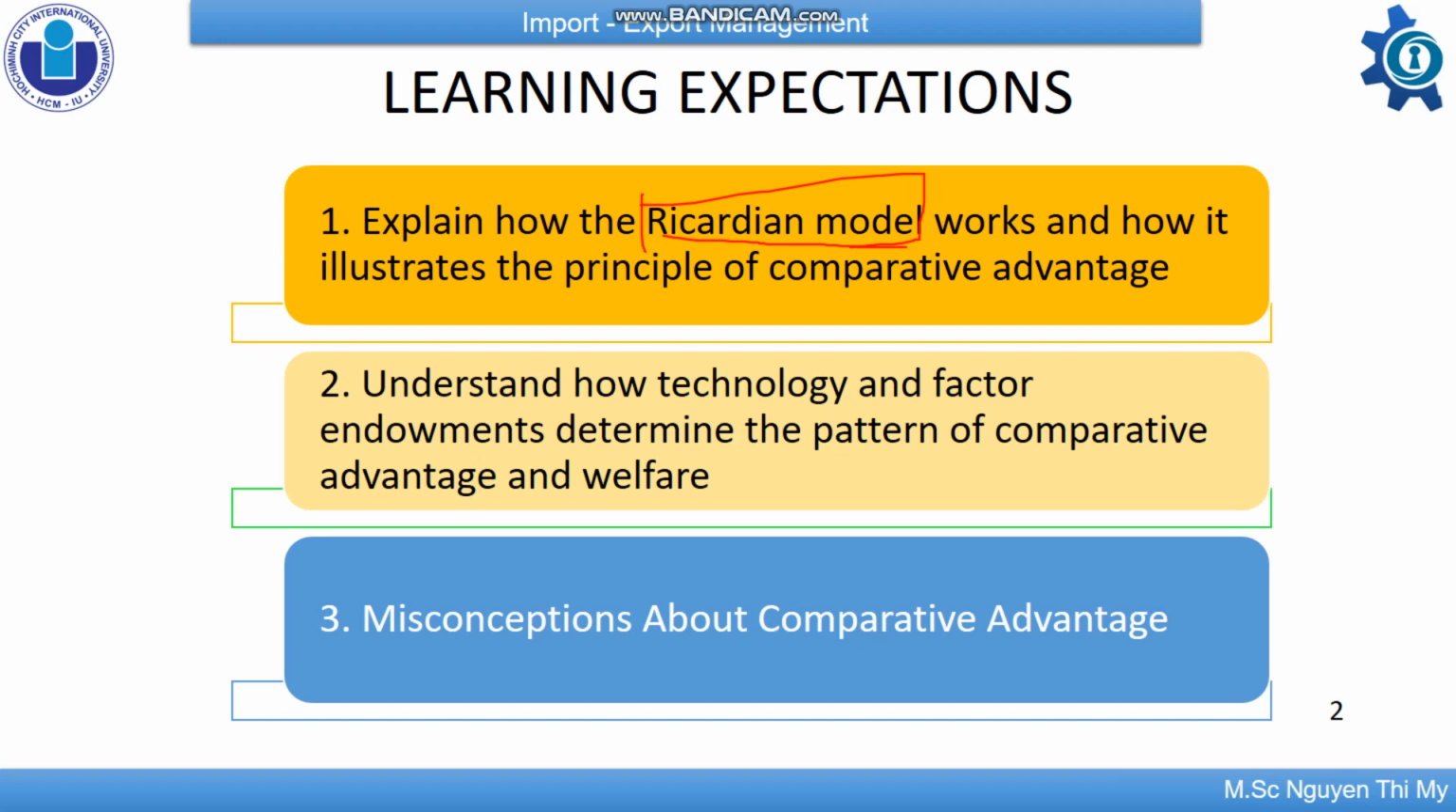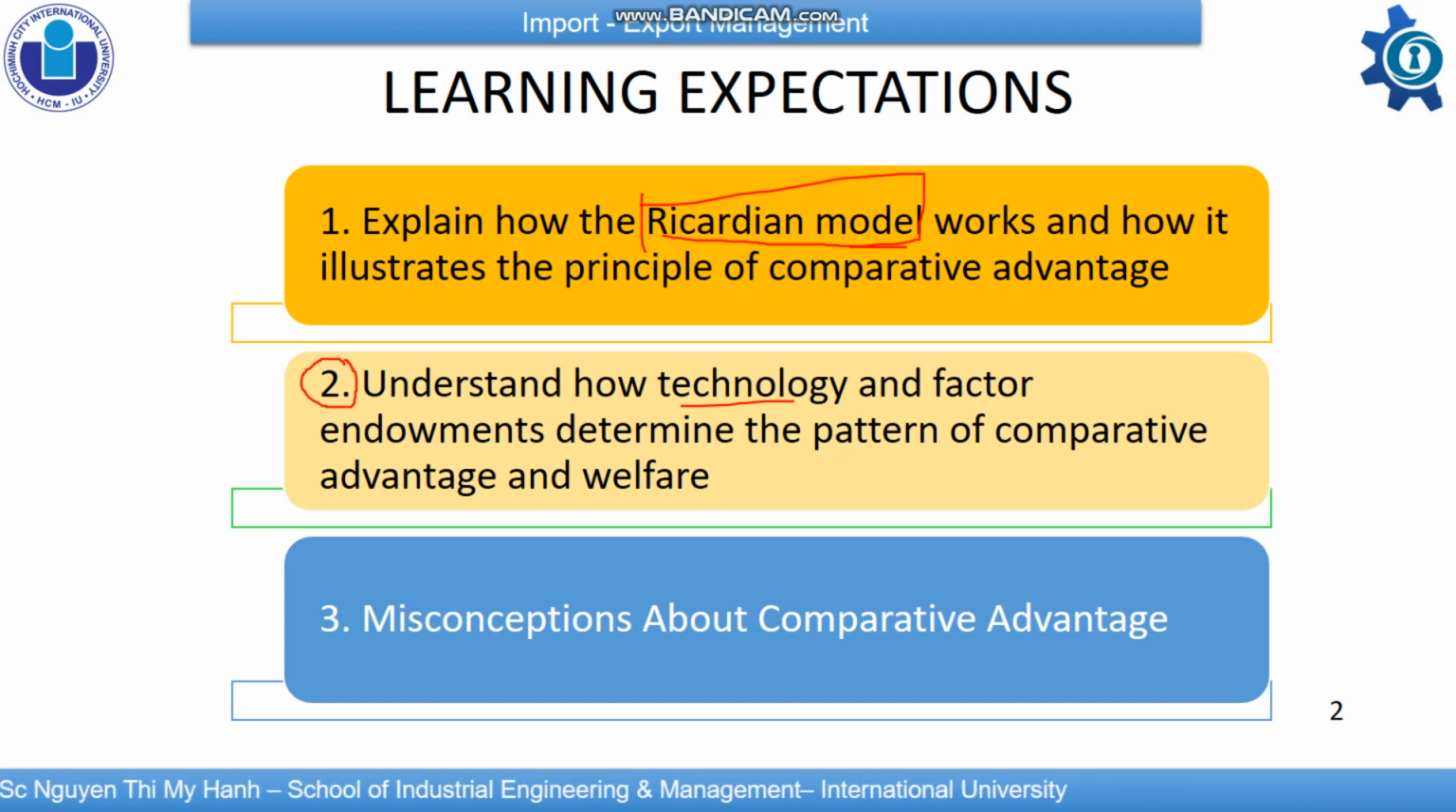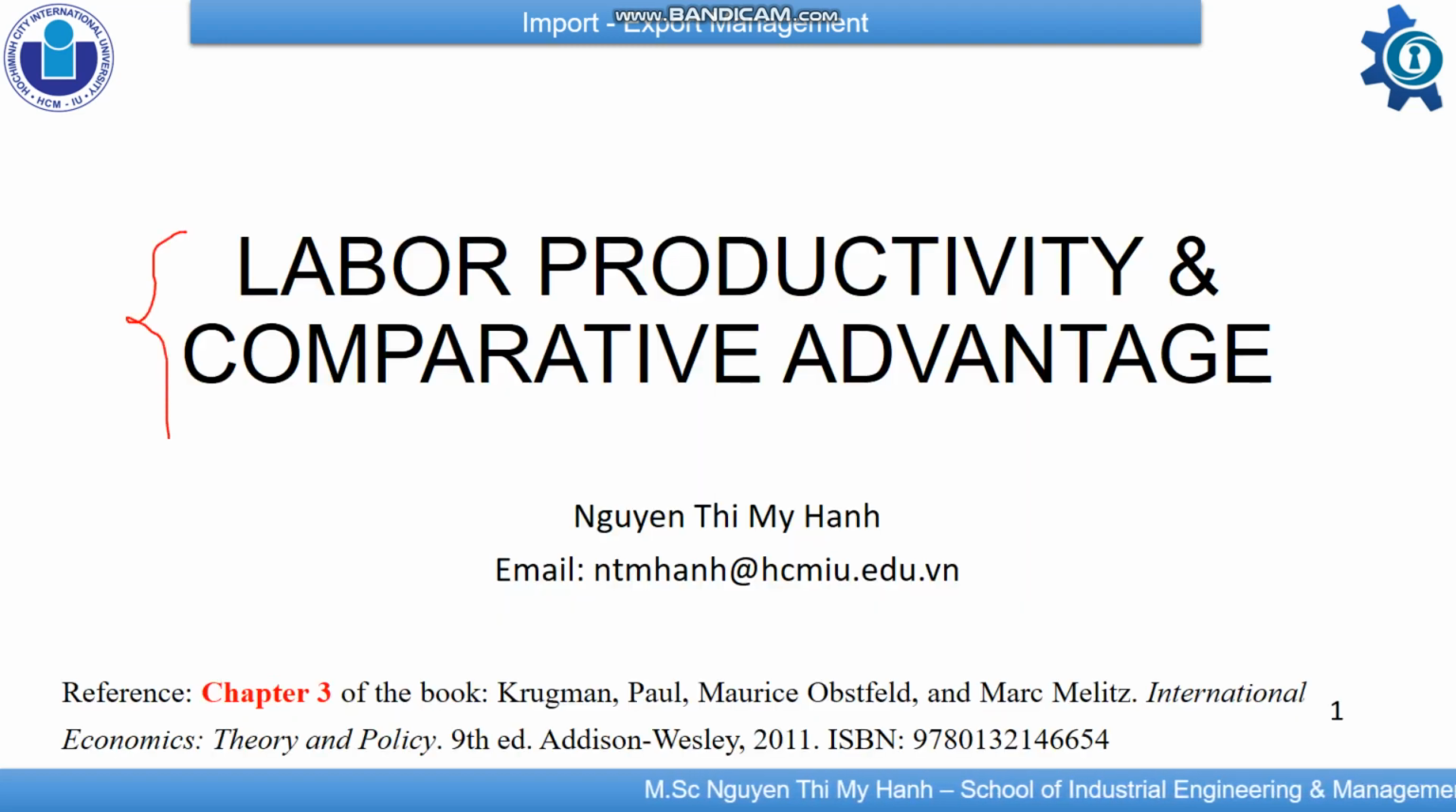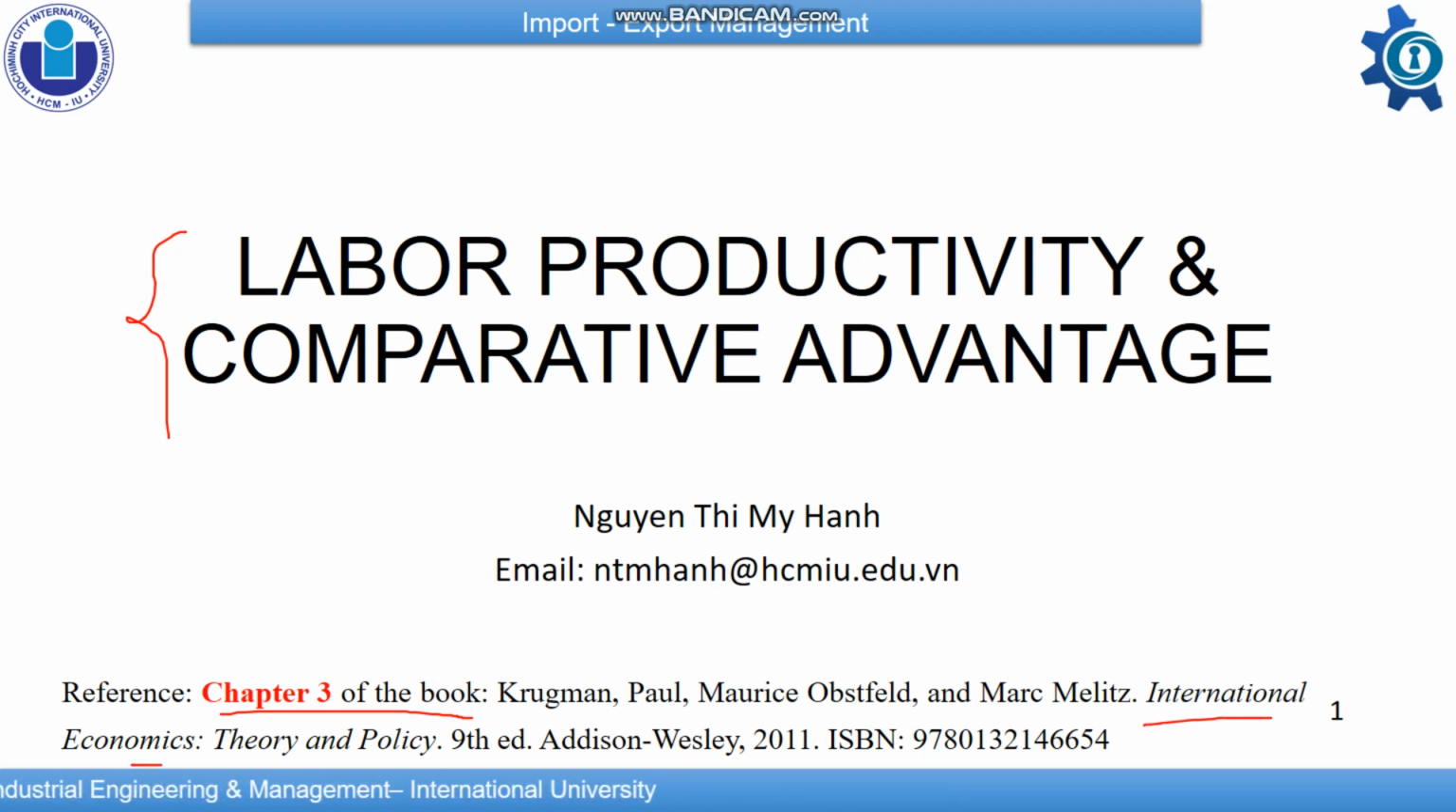In this lesson, the students are expected to understand and explain how the Ricardian model works and how it illustrates the principle of comparative advantage. The second learning expectation is that the student has to understand how technology and factor endowment determine the pattern of comparative advantage and welfare. And the third one is the misconception about comparative advantage. You can read more detail in chapter 3 of the book I introduced you before, International Economics: Theory and Policy by Krugman.